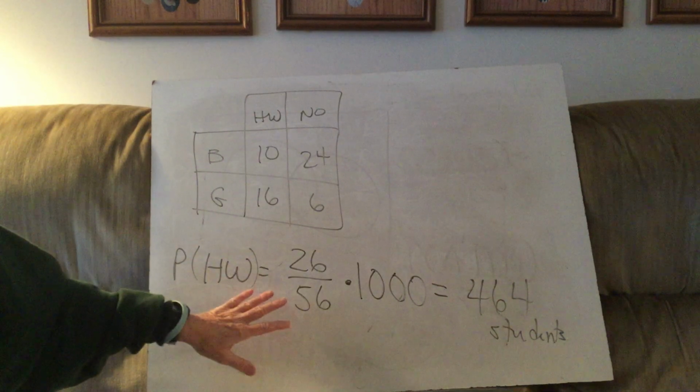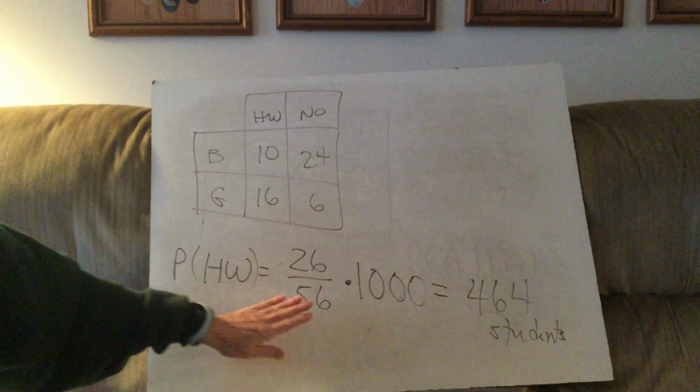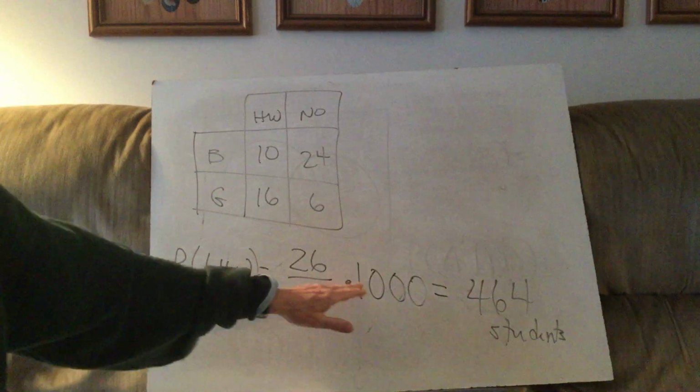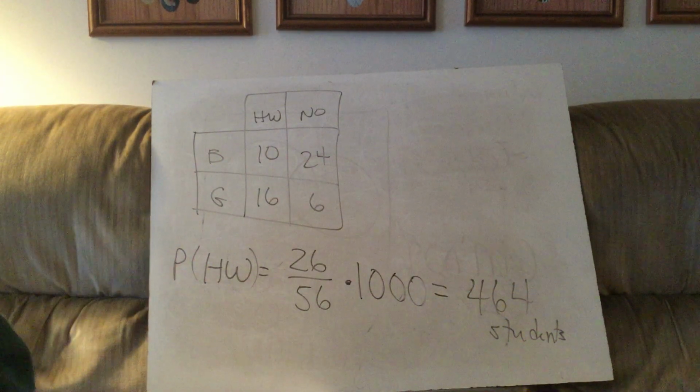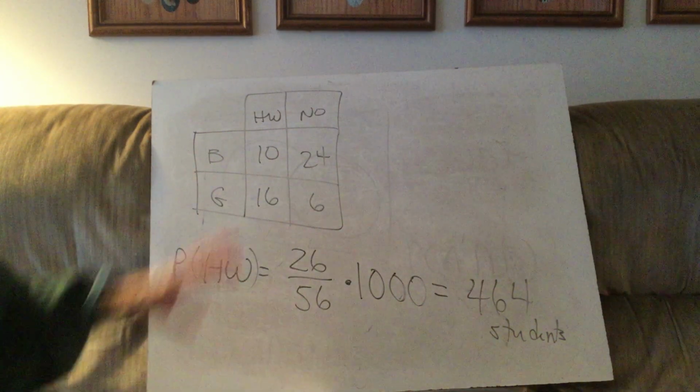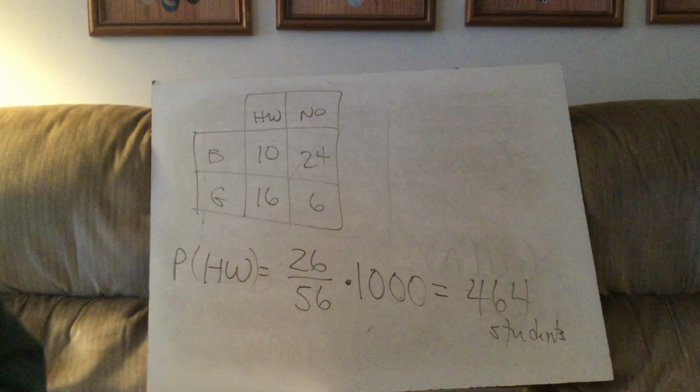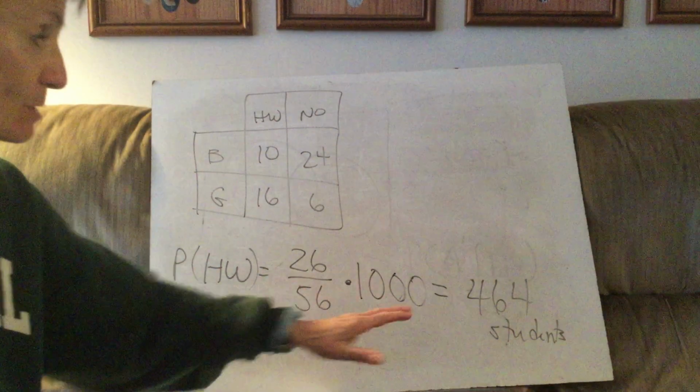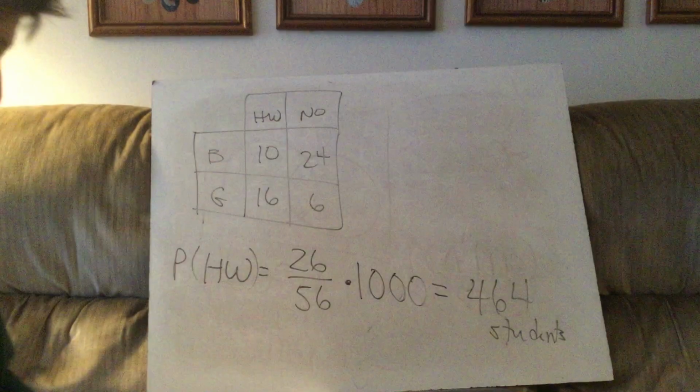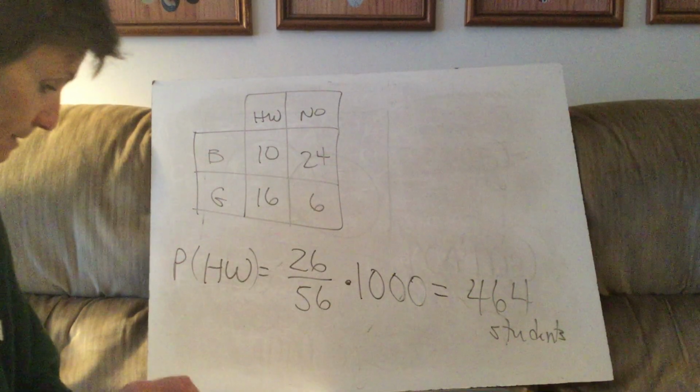So we found the probability of what we wanted, which was homework doing, and multiplied by 1,000. Now notice in this problem, gender had nothing to do with it. Our table was set up according to boys and girls, but we were looking at 1,000 students total. So we had to just deal with all of the students.